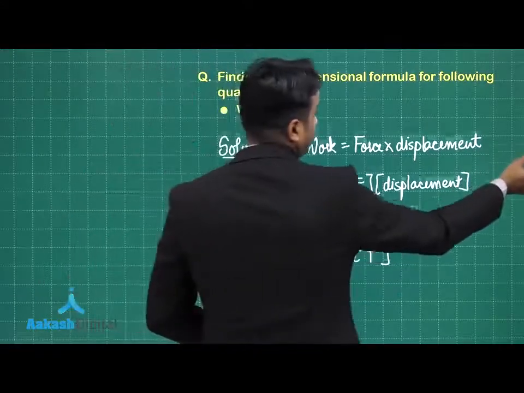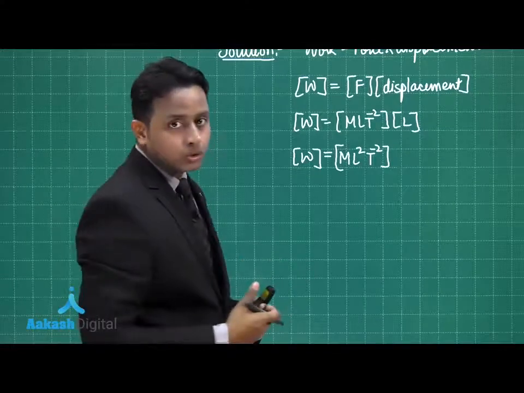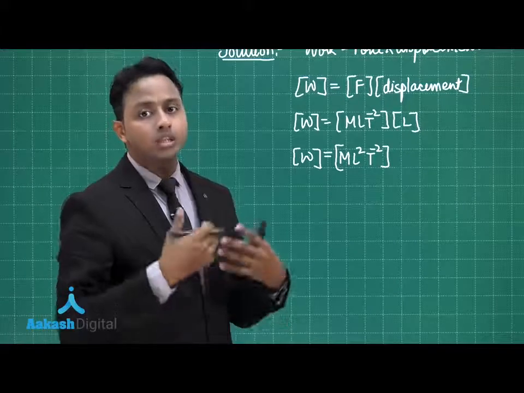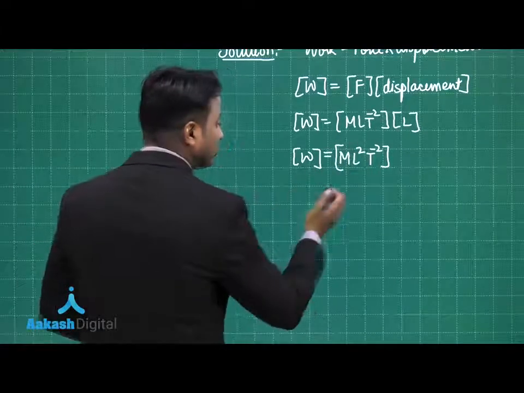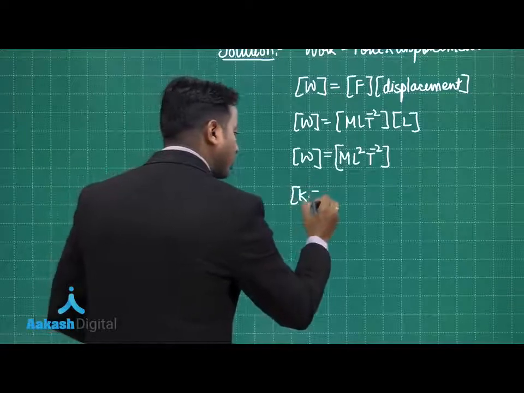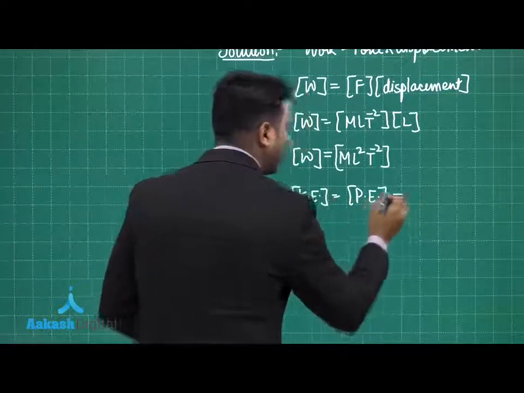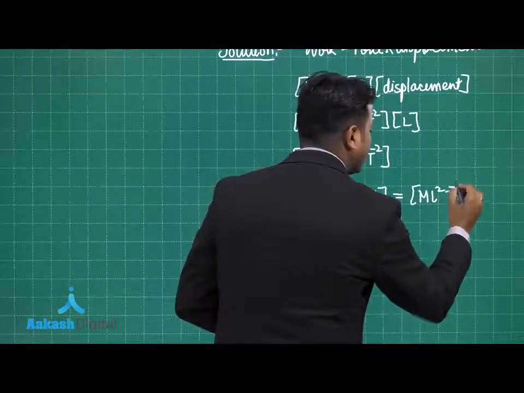Now tell me, if I tell you physically work done by an object should be equal to the energy equivalent of anything like kinetic energy, potential energy, thermal energy. So this dimension mL square T minus 2 can also be of the dimension kinetic energy, dimension of potential energy, and any form of energy as well. So this is mL square T minus 2.